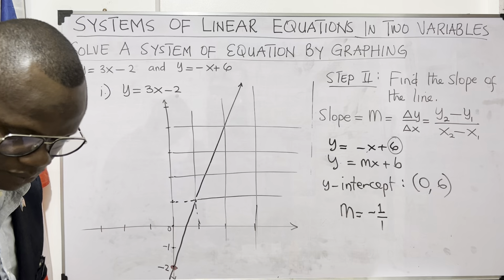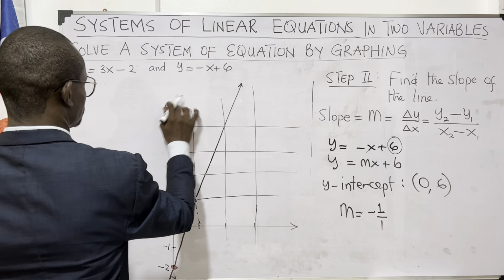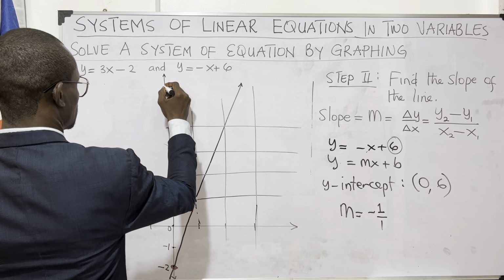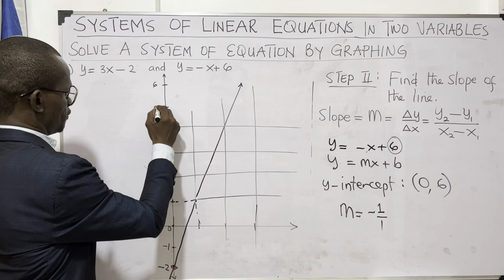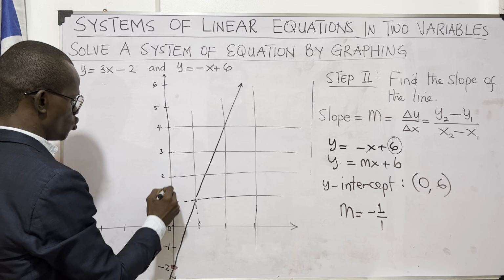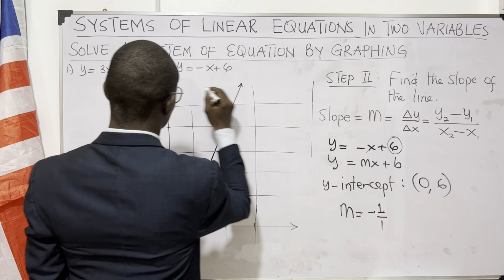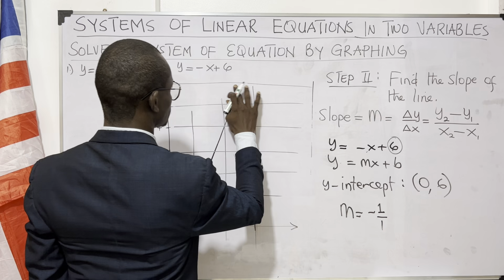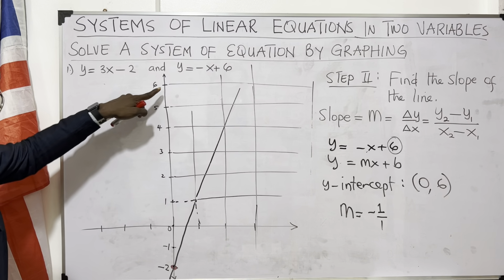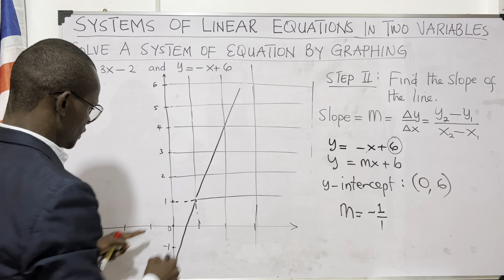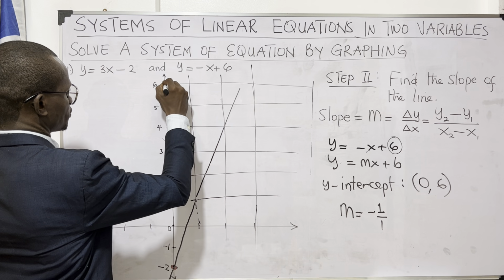Now I have to erase that. 5 and 6. 5, 4, 3, 2, 1. So yes, we have to move it like this. So let's select this. So now we have when x is 0, y is 6. So this is 6, right?